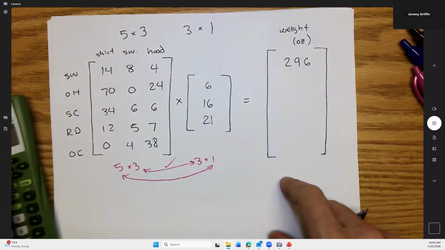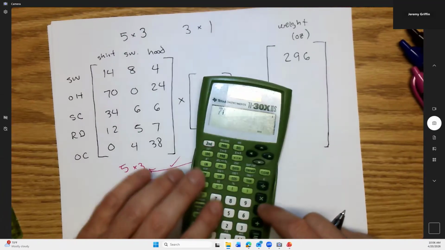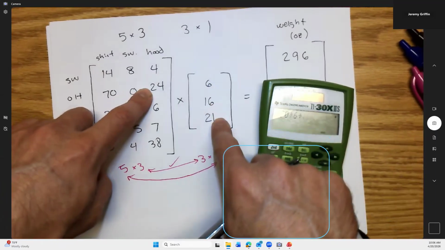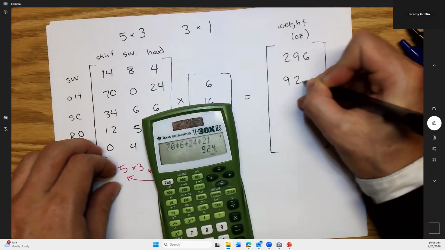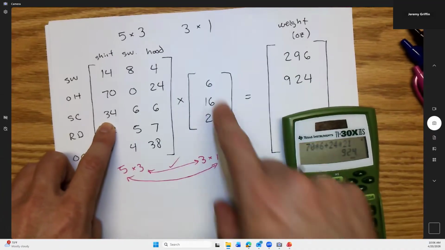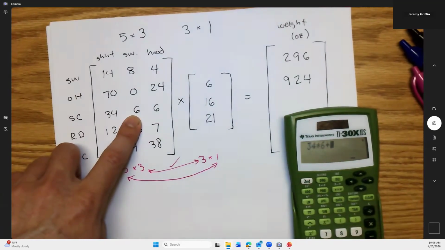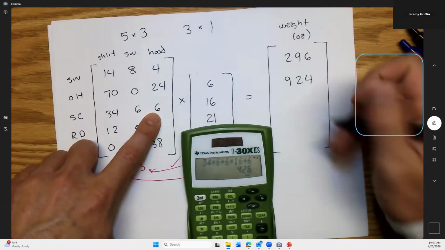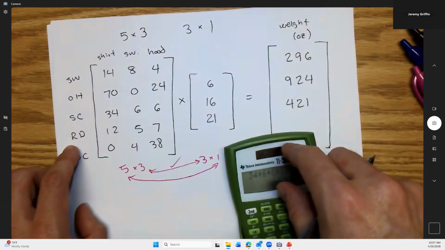Okay. How about Oak Hill? Let's go 70 times 6. So 70 times 6 plus 0 times 16 plus 24 times 21. That's 924 ounces. All right. How about Smith Convenience Store? 34 times 6 plus 6 times 16 plus 6 times 21. That many ounces. How about Robbins Daycare?